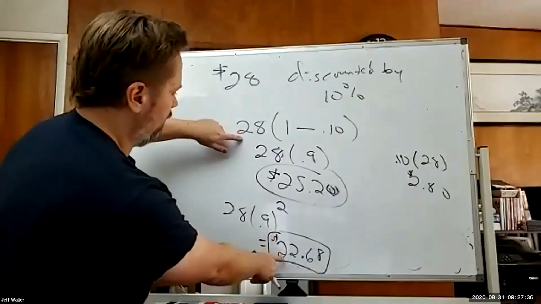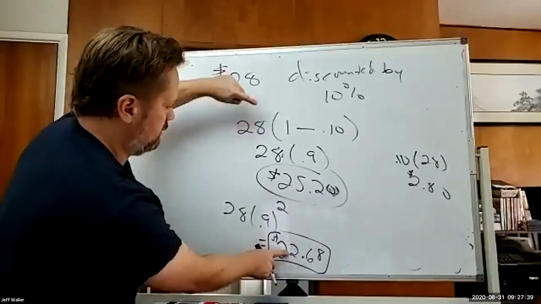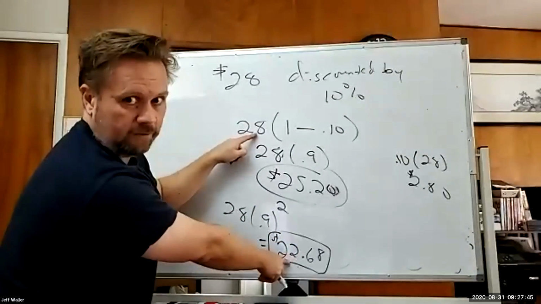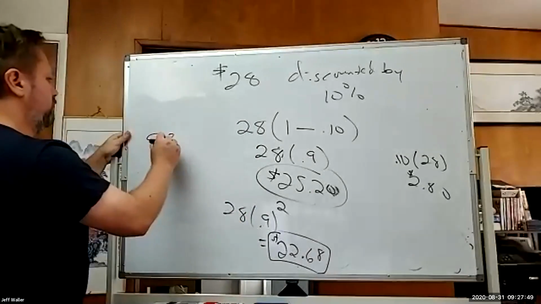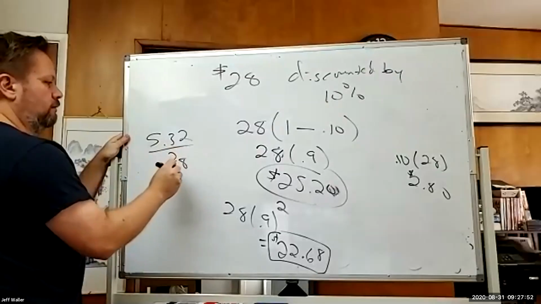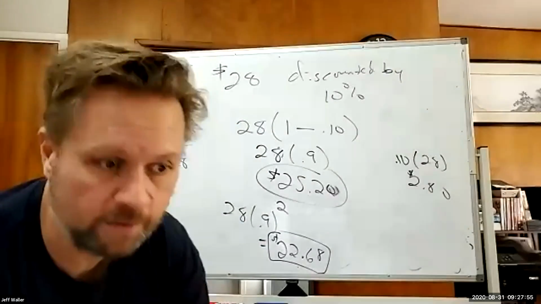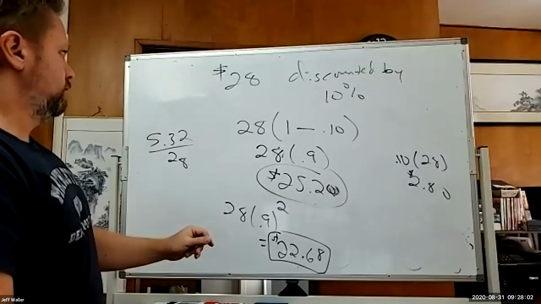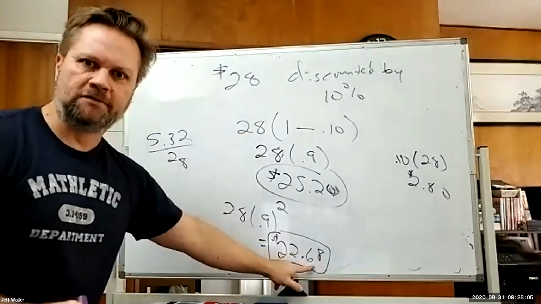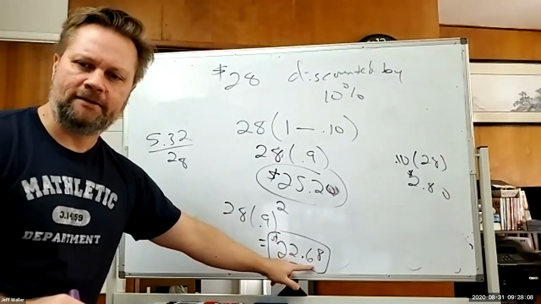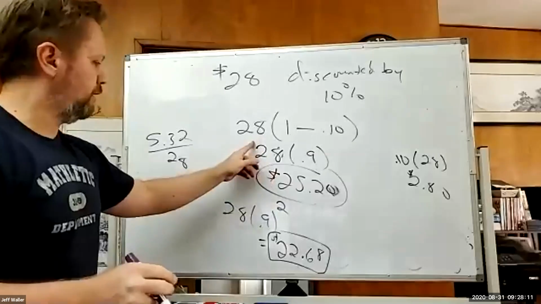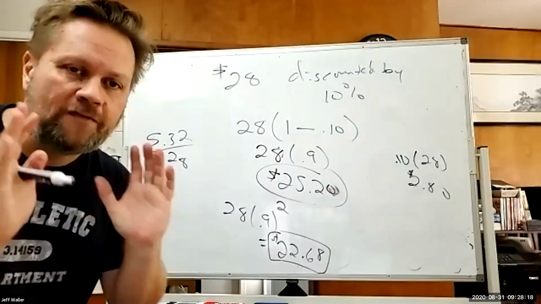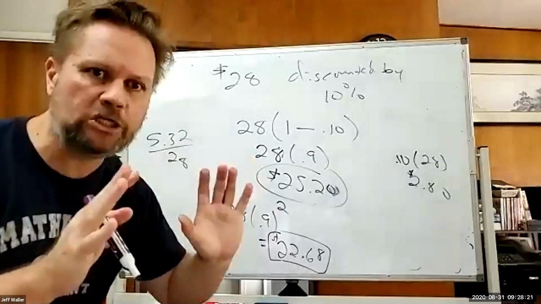How much did we actually take off from the beginning? After two of these, how much did I take off? I took off $5.32, right? So I took $5.32 out of 28. Sorry? $6? No. 6 would be 22, and we didn't quite make it to 22. So it's not more than $6 off. It's 28 minus 22.68, which is 5.32. And if I divide that by 28, I can see what the actual discount was.